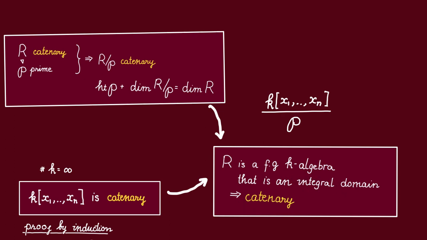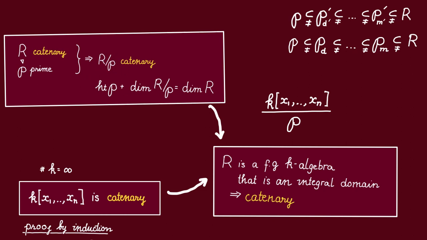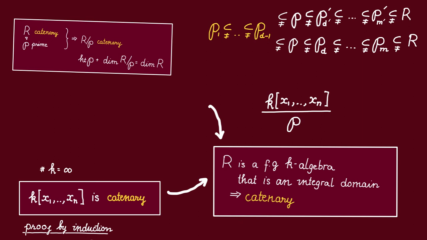Now this proposition here is obvious from the definition of catenary, because any two maximal chains of prime ideals inside this quotient would correspond to a maximal chain of prime ideals from P to R. So let's say we have two such chains. Then we can combine them both with some maximal chain of prime ideals contained inside P. Now each of these combined chains is a maximal chain of prime ideals in R, and R is catenary, so these two combined chains must have the same length, and hence these chains must have the same length.